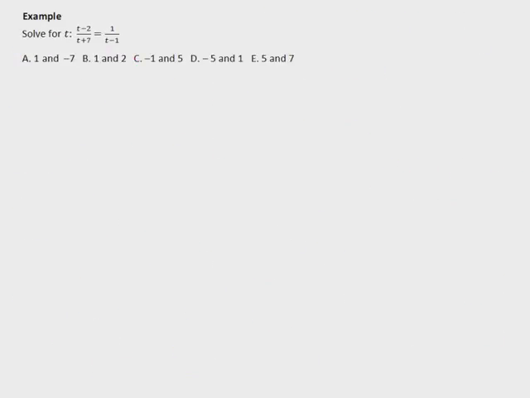Solve for t. t minus 2 over t plus 7 is equal to 1 over t minus 1. Well, look at the answers and try plugging them in and solving. That's one way. The other way is to actually work through the equation. So what's the LCM of t plus 7 and t minus 1? Unfortunately, it's just the product. They have nothing in common. So the LCM is t plus 7 into t minus 1.